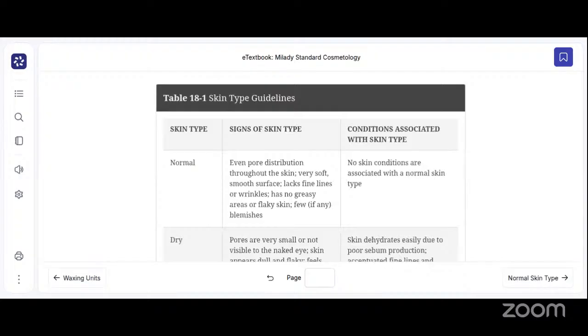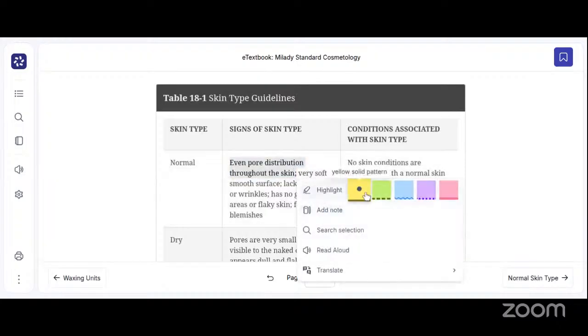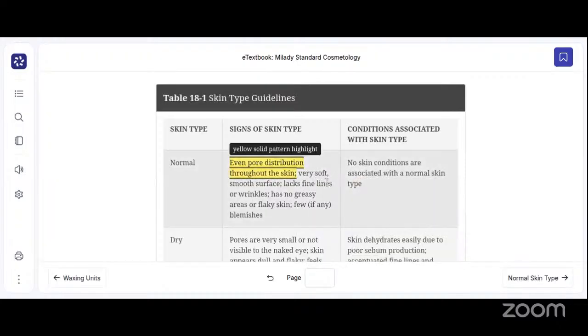So let's look at skin type guidelines. Normal skin: even pore distribution. That's going to be very important. You're not going to see highlighted pores. Going to highlight that area. Very soft, smooth surface. Lacks fine lines or wrinkles. Has no greasy areas or flakiness. Few blemishes.